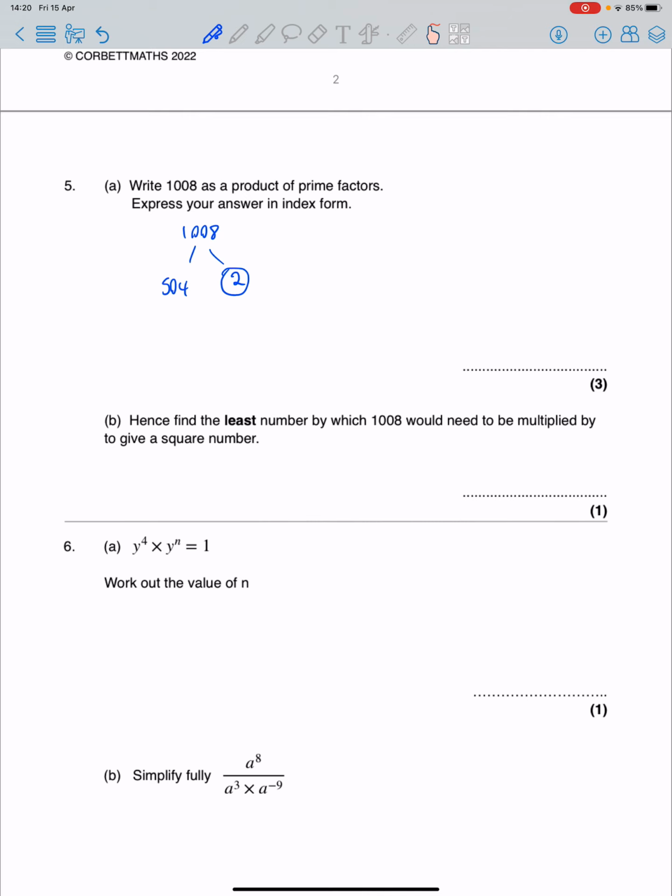2 is prime, so we're going to circle it. 504, well, that is 2, which is again prime, multiplied by 252. 252 we can break down, and that is 2, again prime, multiplied by 126. And then the 126, again, we can break down. I don't really have space, I'm just going to bring it here. That's going to be 63 and 2.